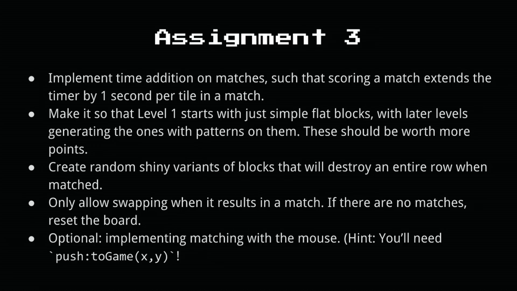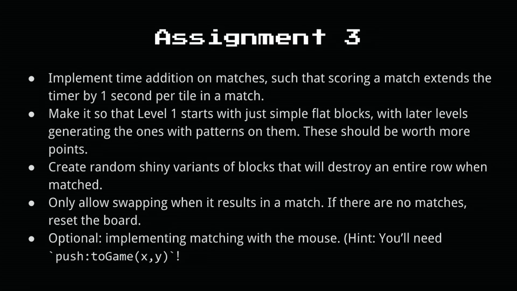Create random shiny variants of blocks that will destroy an entire row when you get a match. So have a block with some field, shiny or something. If it's shiny, render it with something to make it look shiny. You can use a particle effect if you want. You can put a very transparent, maybe yellowish or whitish rectangle on it to give it a brighter look. And then if it's in a match, the entire row should get cleared instead of just that match.